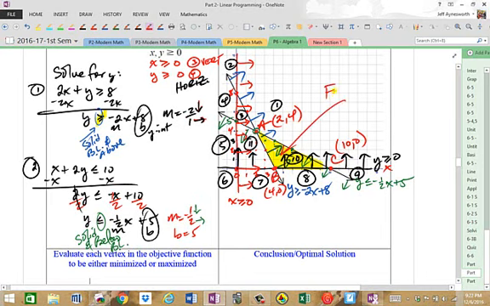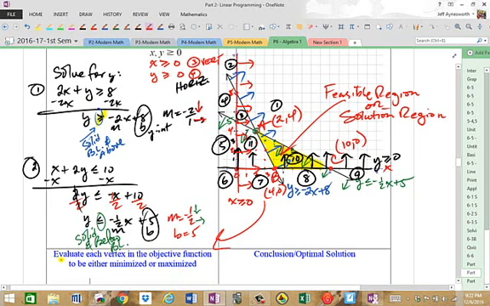So this is what's called a feasible region, or what's called a solution region. All right, and it's in the shape of a triangle this time. And what we want to do is take these three corner points, A, B, and C, and we're going to minimize the function.